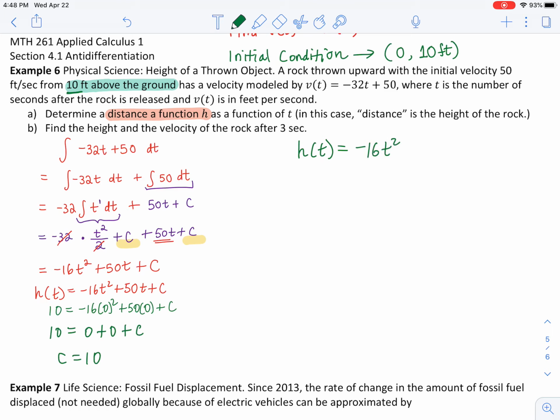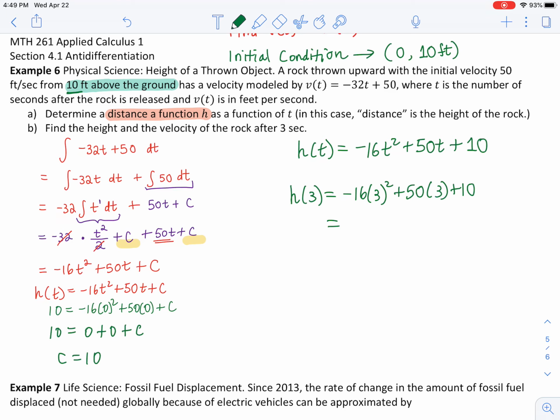So let's give them that function, the distance function h of t. It's not just some function with the plus random c. We know that function must be negative 16t squared plus 50t plus what constant? Plus 10. So that is the distance function h, and we found that 10 by using the initial condition of (0, 10). Part B is asking you to find the height and the velocity of the rock after 3 seconds.